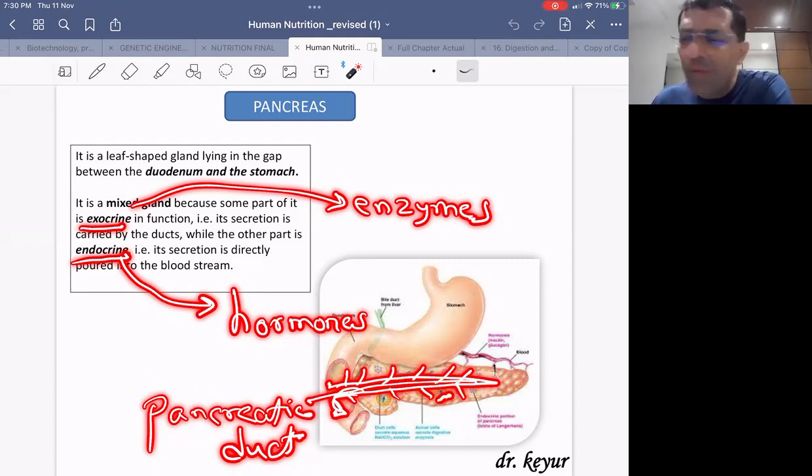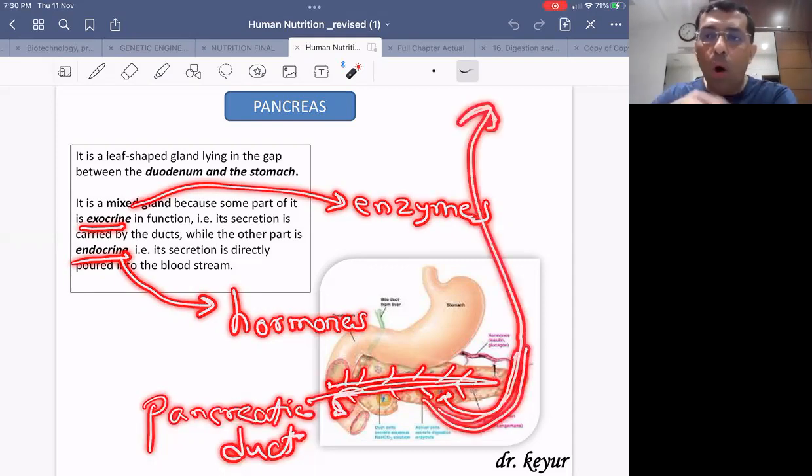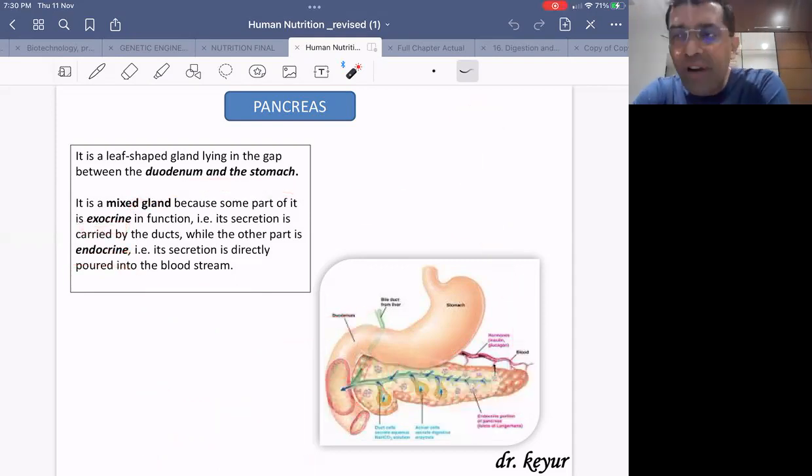School में किया था ये. We'll talk in more detail. These hormones go directly into blood, and by blood, insulin and glucagon are carried to the different parts of the human body and exert their functions. So, in short, pancreas gives out enzymes, so it is exocrine. It gives out hormones, so it is endocrine. It's a mixed gland. It's a heterocrine gland.